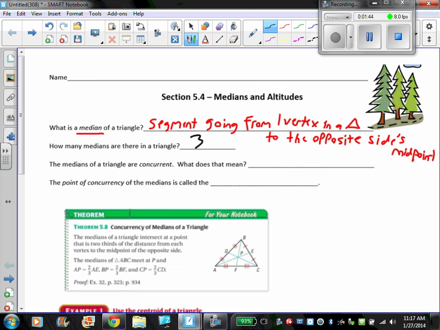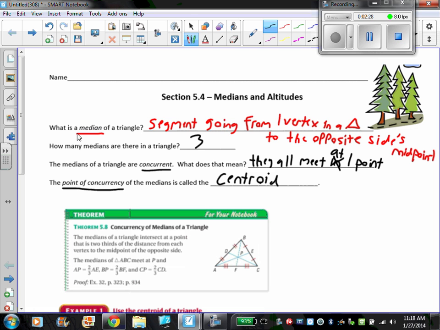The medians of a triangle are concurrent. What does that mean? Concurrent means they all meet at one point. If you take three random lines, they're not always going to meet at one place. But if they do, we can describe them as concurrent. And the point of concurrency, that would be the place where they all meet. For medians, the place where they all meet is called the centroid.